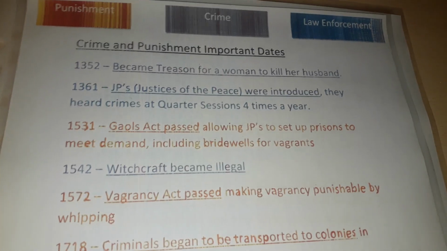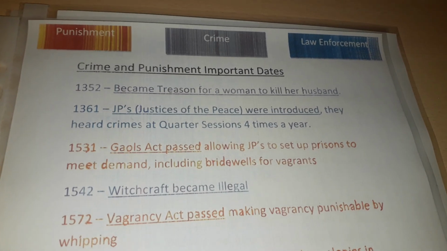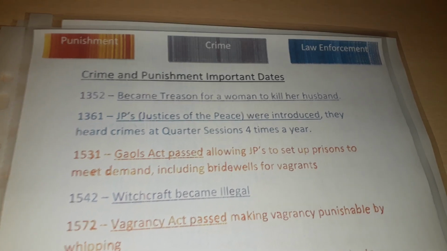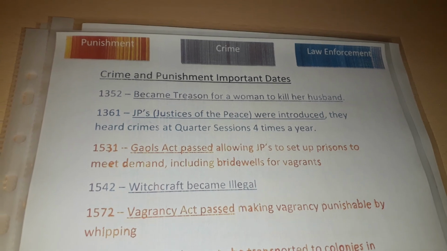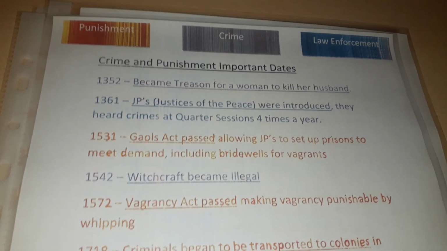In 1361, JPs, Justices of the Peace, were introduced, and they heard crimes at quarter sessions four times a year. Quarter sessions slowly began to overtake manor courts, and manor courts would become less used over time after this was introduced.